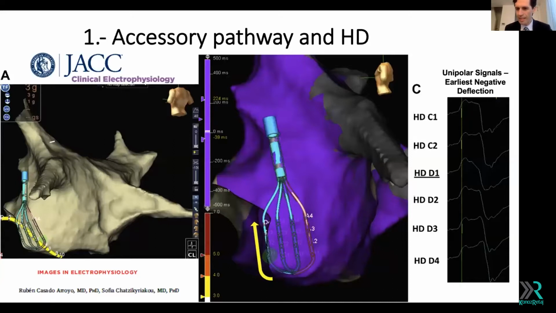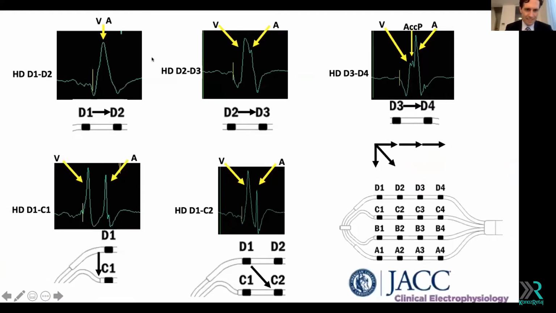You can see here that the best QS, the best unipolar electrogram, corresponds to D1. From that point, we isolate these electrodes and move to the next slide. We start from the best unipolar, the best QS activation, and we can identify the trajectory of the activation of the accessory pathway of the supraventricular tachycardia.